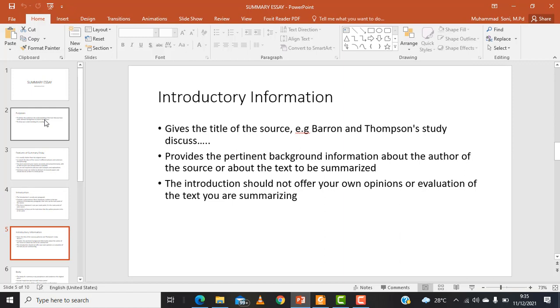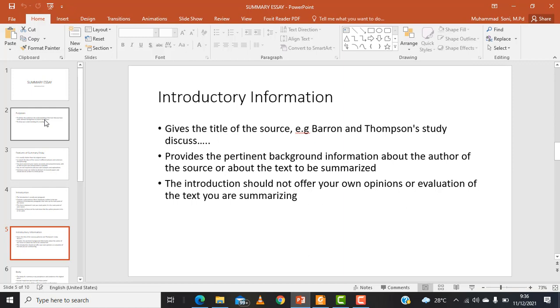In the first sentence of the summary essay, you can write the title of the source. For example, Barron and Thompson's study discusses, and then the title of the source, if you're about to make a summary from a book or maybe from a scientific article. And then in the following sentences you can also provide the pertinent background information about the author of the source or about the text to be summarized.